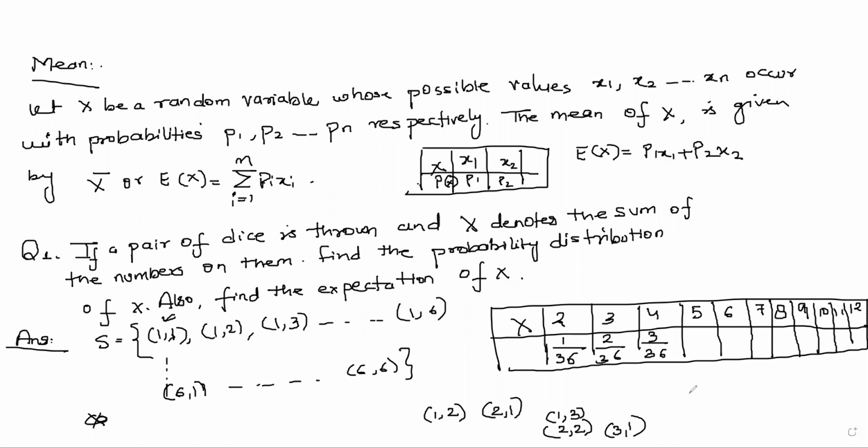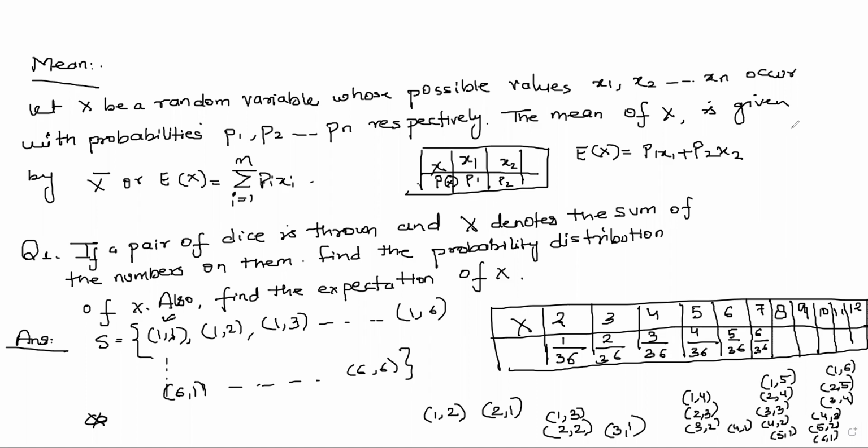When you will get 5, you get 1,4; 2,3; 3,2; 4,1. So 1, 2, 3, 4, that is 4 by 36. When you will get 6, 1,5; 2,4; 3,3; 4,2; 5,1. That is 5 by 36. Now 7: 1,6; 2,5; 3,4; 4,3; 5,2; and 6,1. That is 6 by 36.